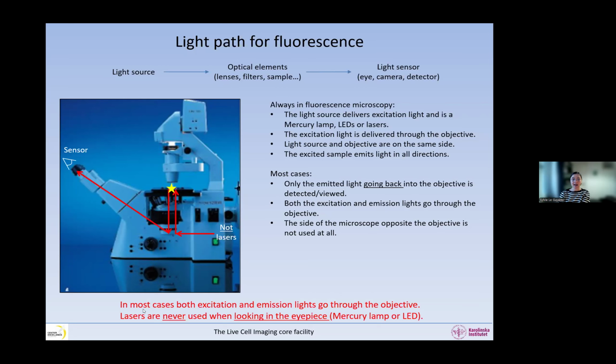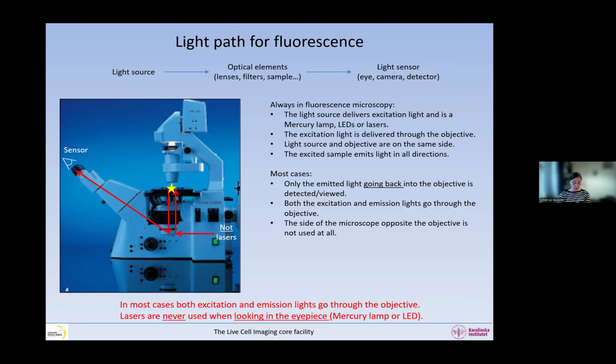Okay? And one more thing that is always the case is the lasers are never used when looking in the eyepiece because it's dangerous. And so they're blocked basically. There is a way to automatically block it when the light is going through the eyepiece. So therefore that means that on point confocals, for example, you're using lasers to image, but you must have another light source to look in the eyepiece.